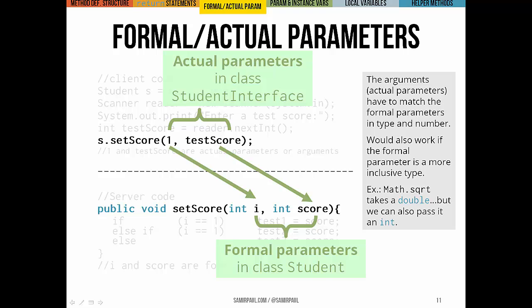when a method has multiple parameters, you've got to give the right number and the right type of parameters in the right order. So the actual parameters or the arguments have to match the formal parameters in both position and type. The types have to either be the same or less inclusive than what's asked for in the parameter.